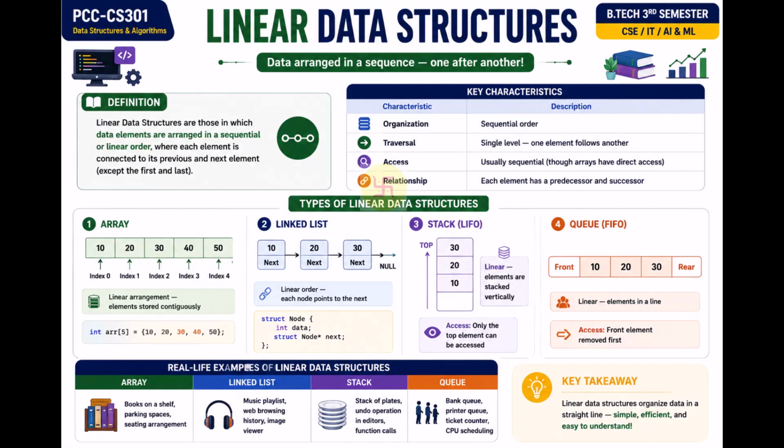In an array, elements are stored sequentially. In a linked list, each node is connected to the next node. A stack follows the LIFO principle, last in, first out, and a queue follows FIFO, first in, first out. So the key idea is simple. Linear data structures organize elements in a sequential order.